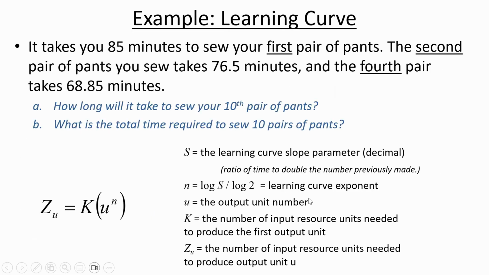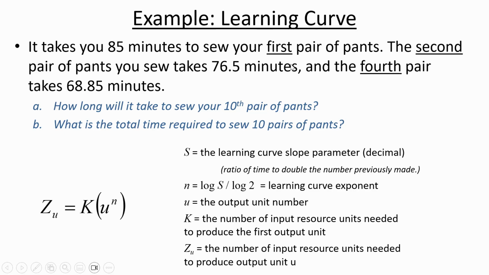So let me show you how that works. Let's say, for example, that it took you 85 minutes to sew a pair of pants the first time you tried it. And then the second time you sewed a pair of pants, it was 76.5. So already we've got a doubling of experience when you go from 1 to 2. So we could calculate S based on that. Going from 1 to 2, the S value is 76.5 divided by 85, and so S is 0.90 if we're looking at going from the first pair of pants to the second pair of pants.